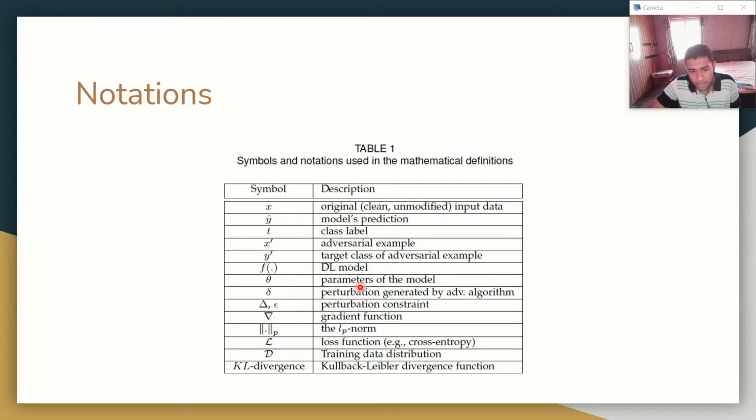theta parameters of the model, delta is the perturbation generated by the adversarial algorithm, and capital delta and epsilon are the perturbation constraints because we need to perturb in given constraints. And then this is the gradient function, del operator, and then we have LP norm, which is represented by this symbol, and then we have the loss function, and D is the training data distribution, and finally we have KL divergence, which is the Kullback-Leibler divergence between the two probability distributions.